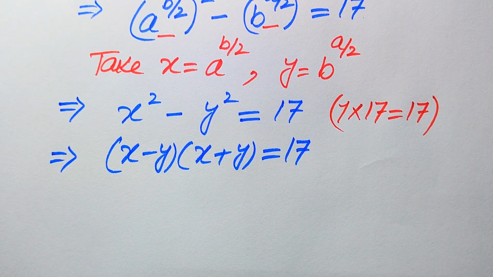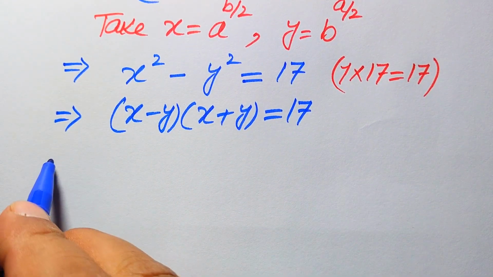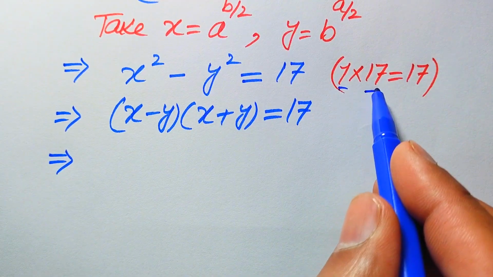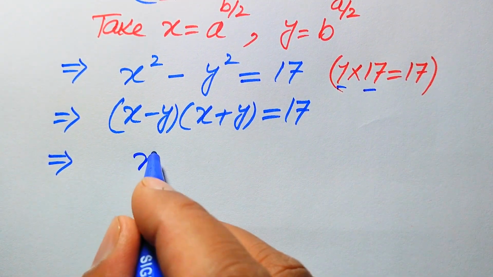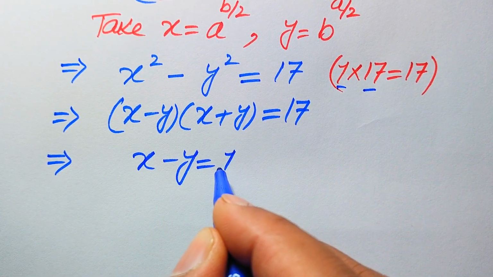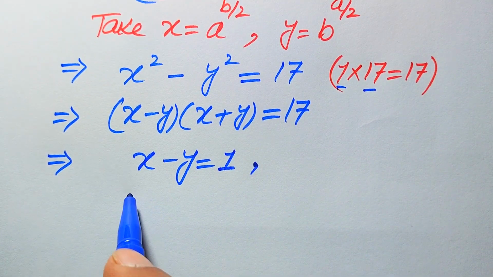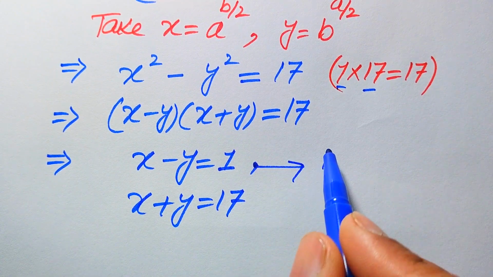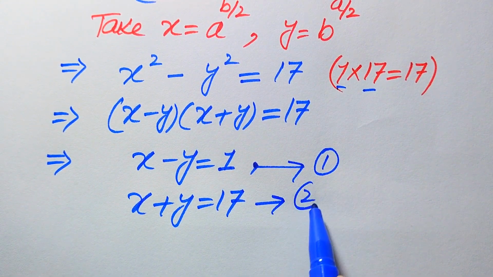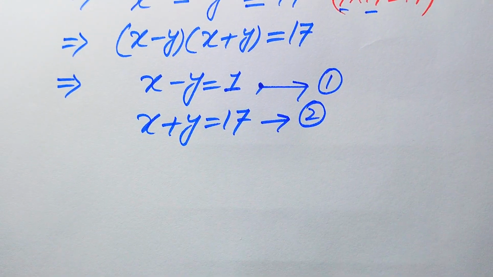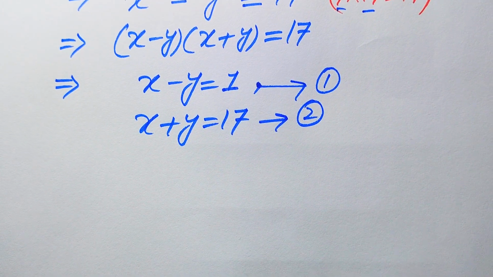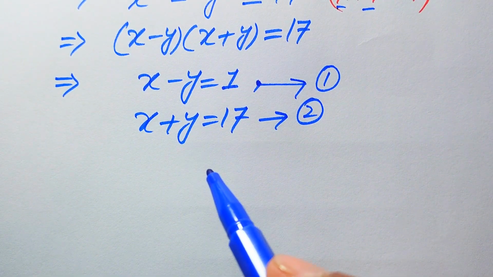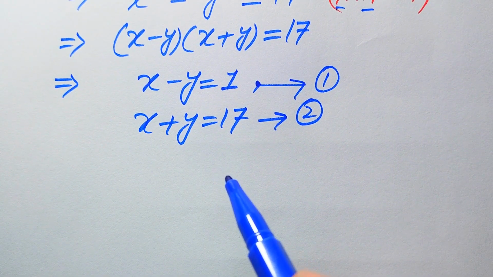Okay, and now in the next step, we compare both of these two factors with these two numbers, and we write x minus y equals 1 and x plus y equals 17. We call this equation number 1 and this equation number 2. These are the two equations which we get here. Now in the next step, first we need to find the values of x and y, and then we move backward and get the values of a and b.